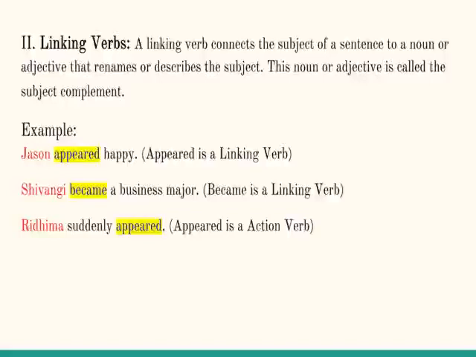Instead, this is an action verb because Ridhima suddenly appeared means Ridhima showed herself out of nowhere. So this is not a linking verb, but I gave this as an example so that you can differentiate between a linking verb and an action verb.